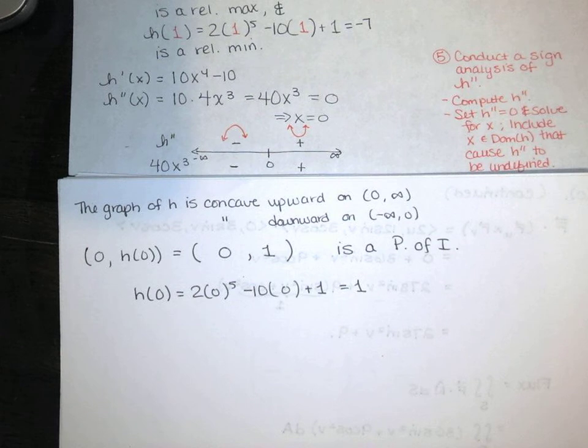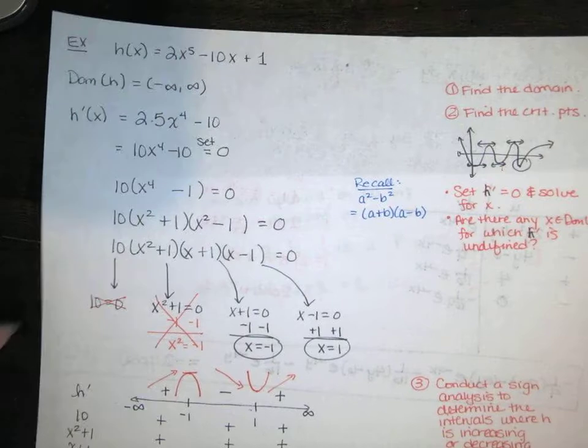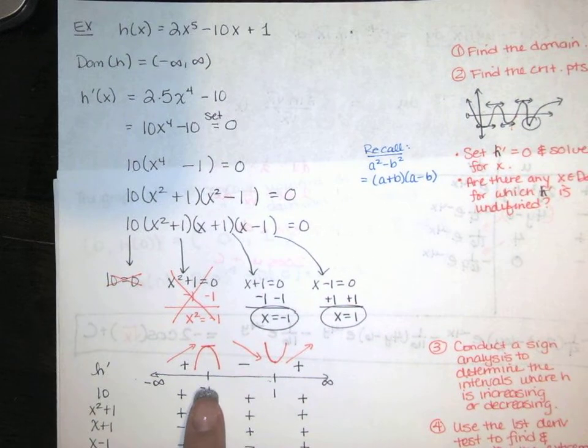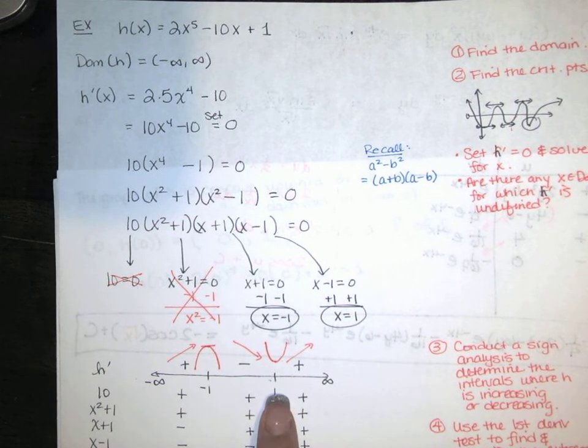Okay, what else could we ask? Someone might ask you to find the intervals where it's concave upward or concave downward. Someone might ask you to find points of inflection. Let's see. Oh yeah, the second derivative test. Now I already know the answer. I know that at x equals negative 1, we have a relative max, and at x equals positive 1, we have a relative min at those points by the first derivative test.